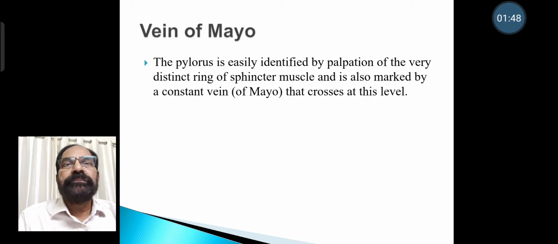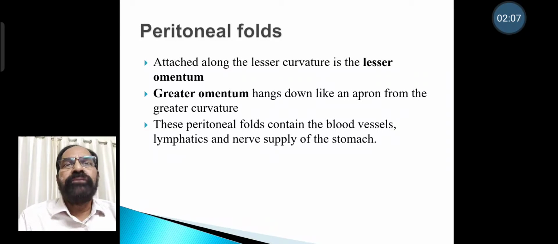Then vein of Mayo. The pylorus is easily identified by the palpation of very distinct ring of sphincter muscle and is also marked by a constant vein of Mayo that crosses at this level. Peritoneal folds. Attached along the lesser curvature is the lesser omentum, and the greater omentum hangs down like an apron from the greater curvature. These peritoneal folds contain blood vessels, lymphatics, and nerves supplying the stomach.